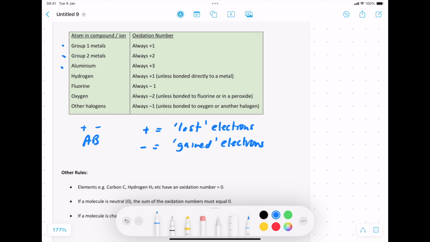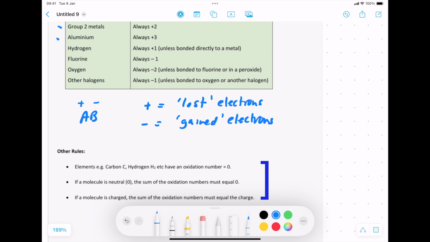Now, if we look at the other rules at the bottom there, elements such as carbon or H2 have an oxidation state of 0. They are not bonded to anything else, so they have not gained an electron or lost an electron. They're simply in the elemental state. So that's why it's 0.